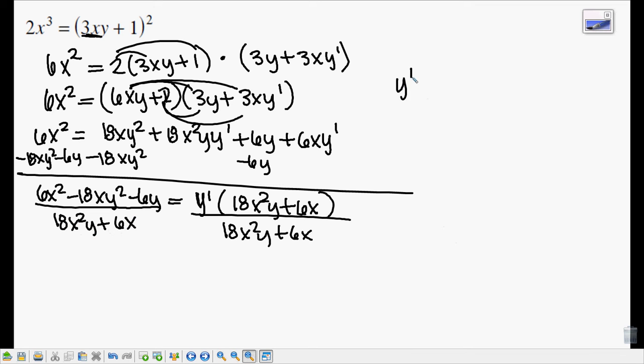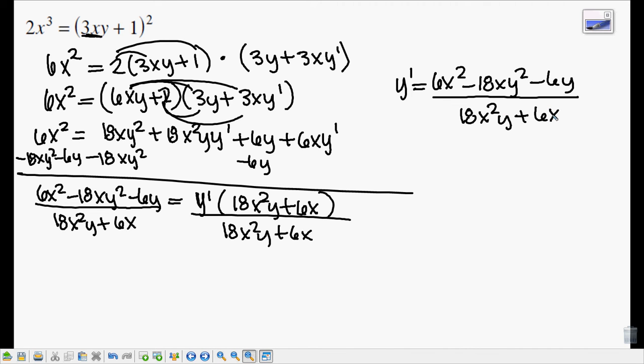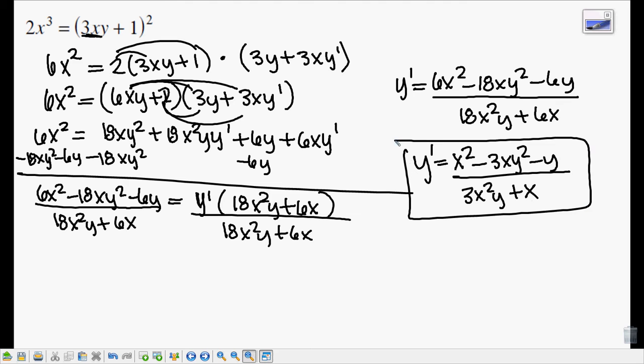So that's going to give me y prime is equal to 6x squared minus 18xy squared minus 6y all over 18x squared y plus 6x. So many x's and y's, definitely want to simplify, but they don't. Notice this term has no y, this term has no x, no y. But what we can do is factor out a factor of 6. So I'm going to have y prime is equal to x squared minus 3xy squared minus y all over 3x squared y plus x. It's going to be my final answer.